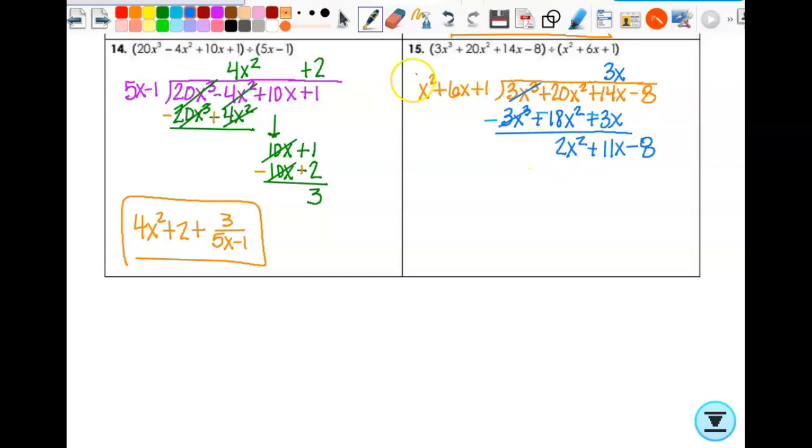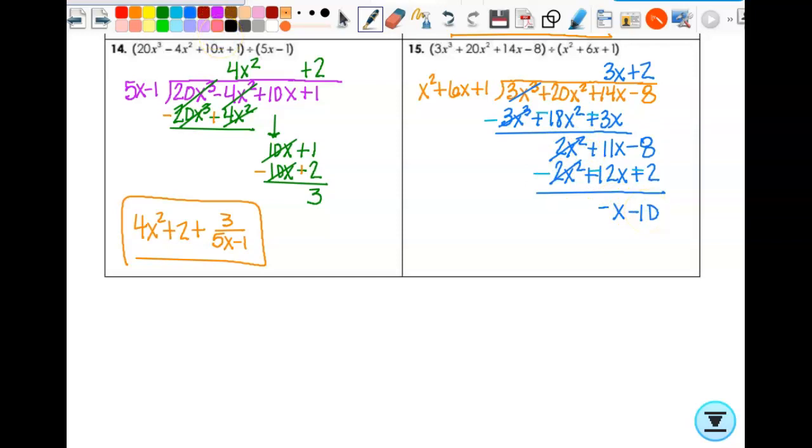2x squared divided by x squared is going to give me a positive 2. So I get 2x squared plus 12x plus 2. I change the signs on this. These zero out. This gives me a negative x minus 10.